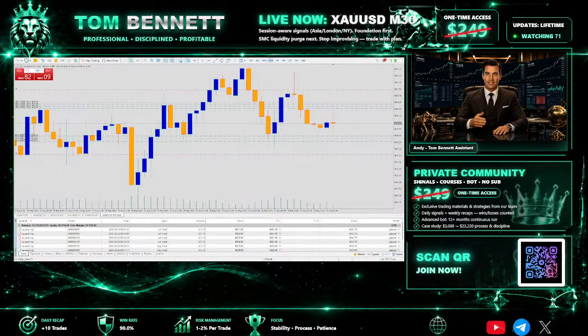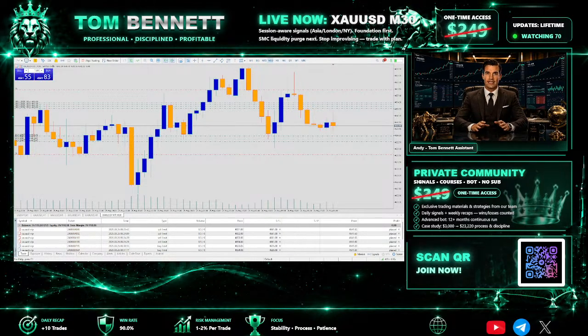The eighth filter is emotional condition. This one is often ignored, but it is critical. Sometimes the chart is clean, but you are not. If you are angry from a previous loss, if you are desperate to recover, if you are overconfident after a winning streak, if you are tired, distracted, or impatient, your ability to execute the setup is weaker. A good setup in the hands of an emotional trader can become a bad trade.